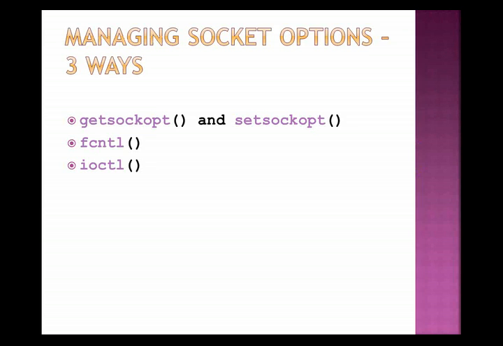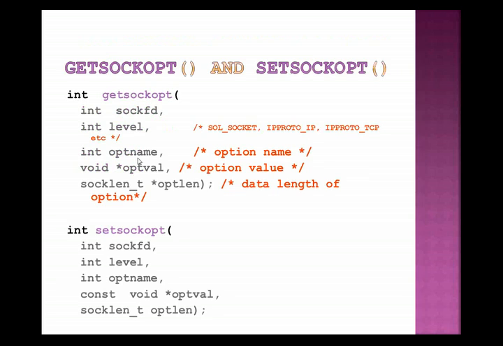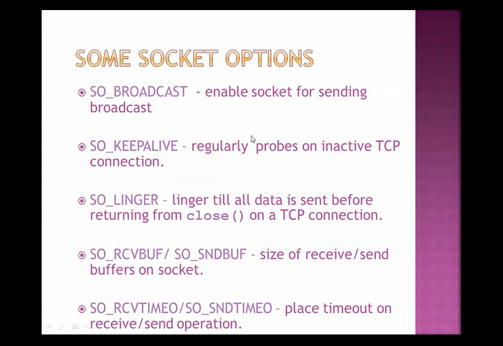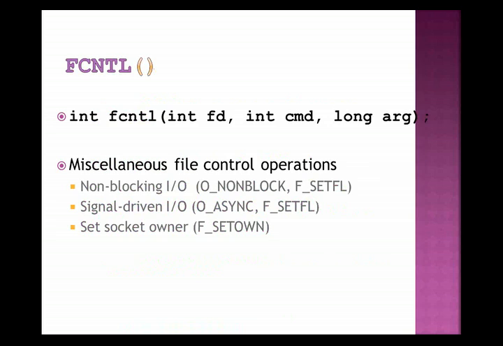Then we will discuss the socket options, what the socket options are, and what the options are that are available to manage the sockets. One is fcntl, one is ioctl. These are the two functions: one is getsockopt, one is setsockopt. Then these are the various socket options: one is SO_BROADCAST, one is SO_KEEPALIVE, one is linger, one is RCVBUF, one is RCVTIMEO. Then we will discuss the next function, that is the fcntl function.